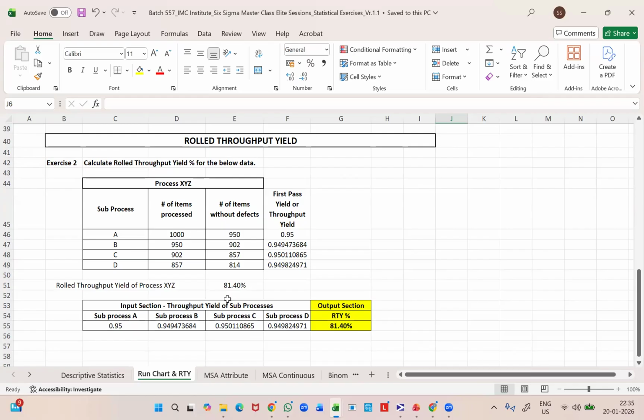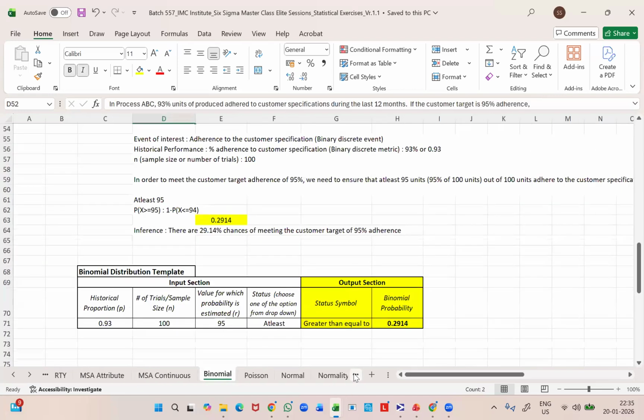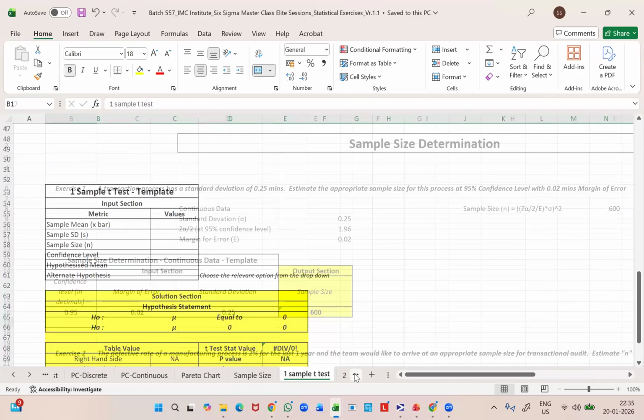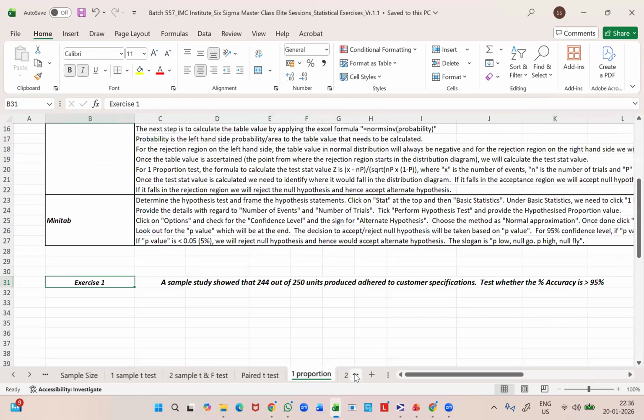But if you are using this template, which is given right here, we simply need to provide the decimal throughput yield values in this template and get the answer for RTY as a percentage value, right? And then going back to the template reference sheet.